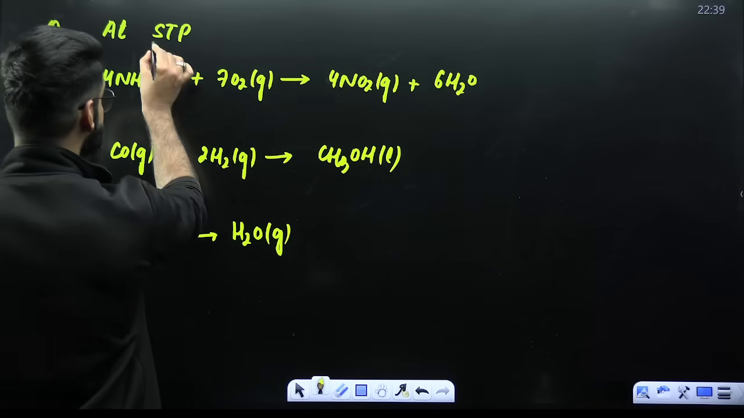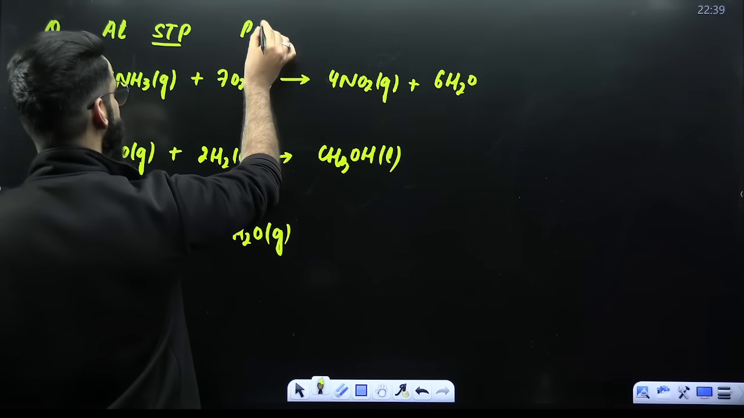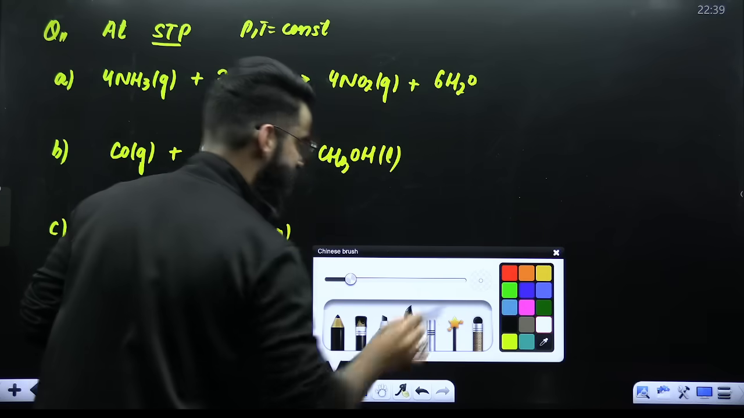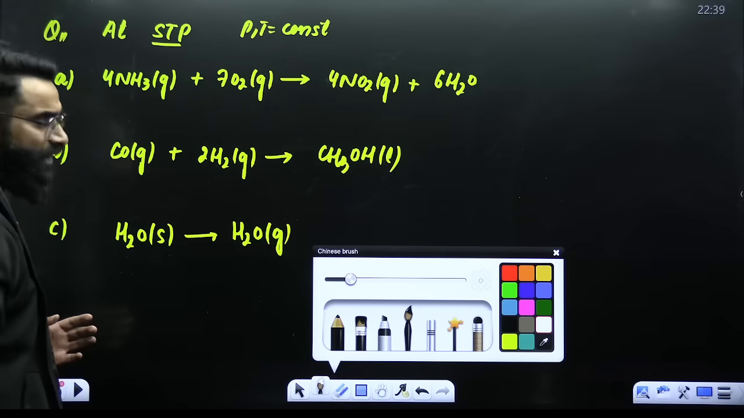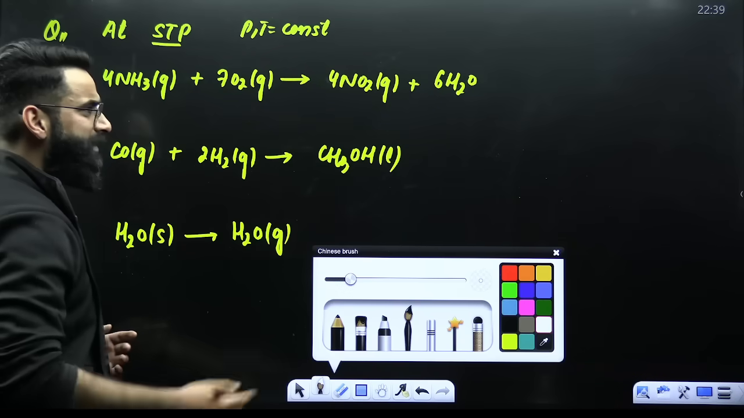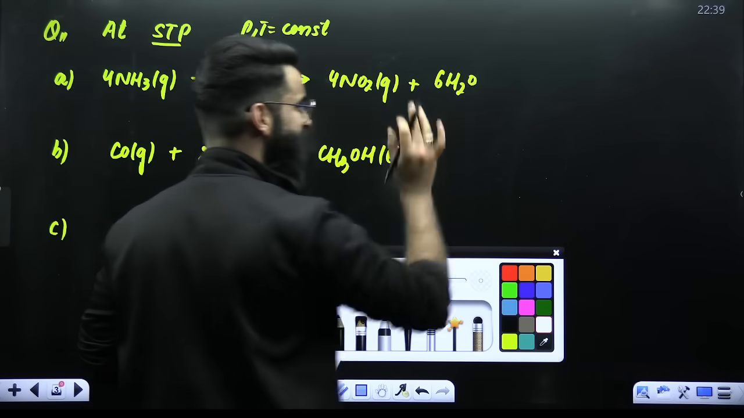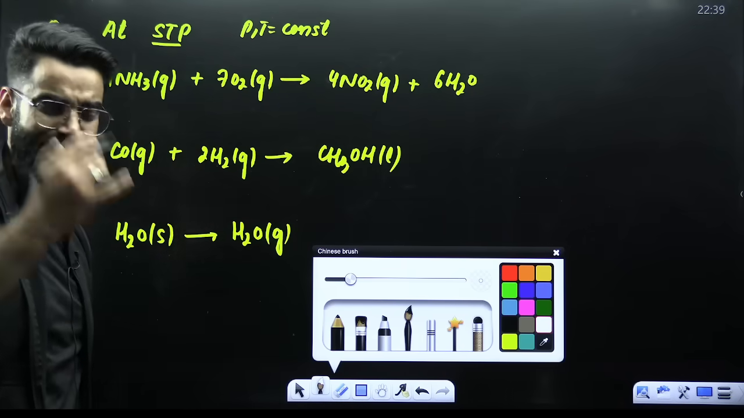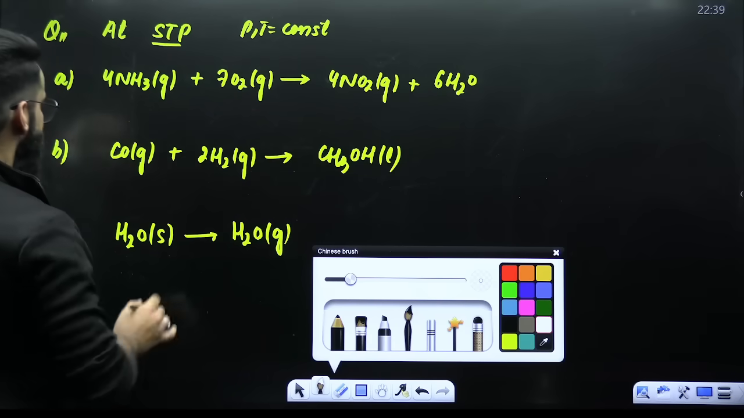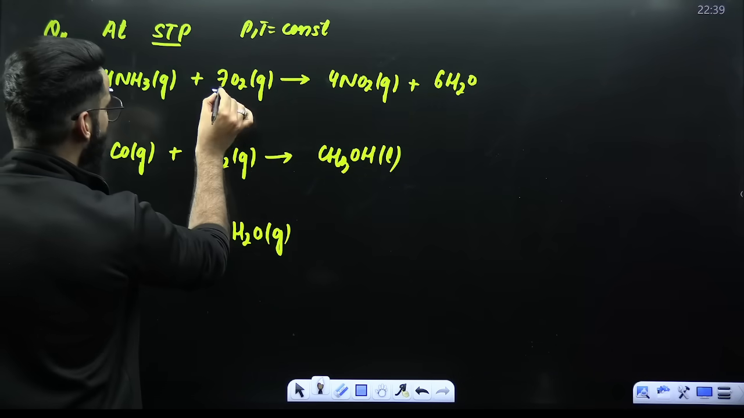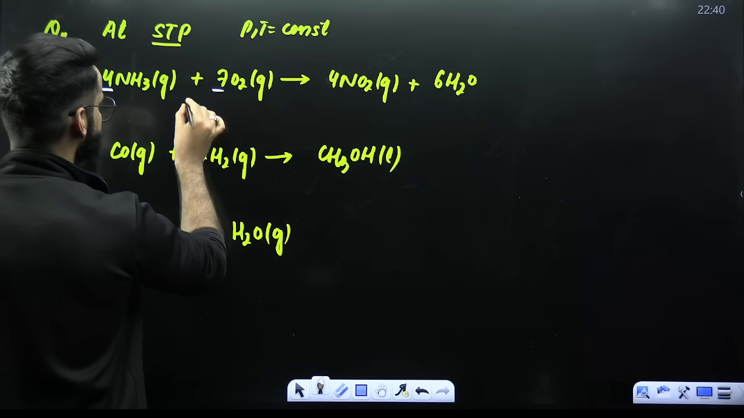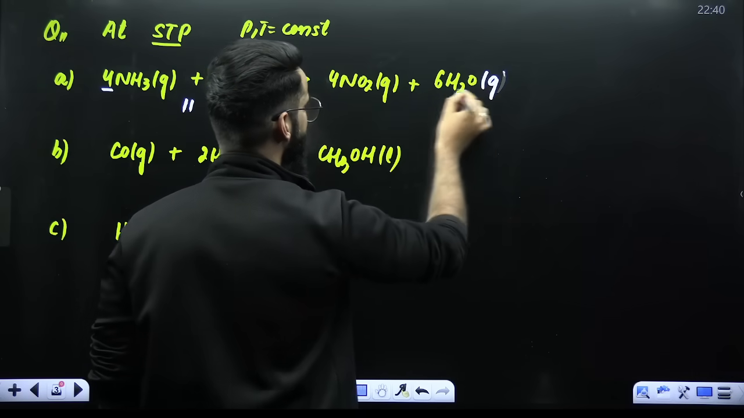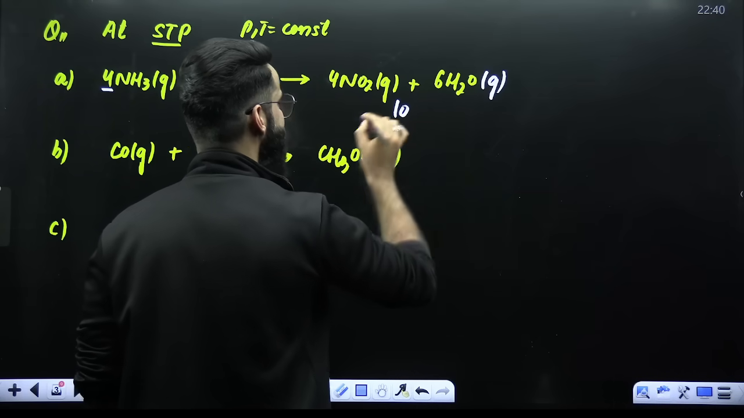My dear students, the question is at STP, that means pressure temperature is kept constant. Now, first of all, if you look at the first question, you have to check during this process, what is the sign of W? Whether work done is positive or negative in these processes. So let's get to know one by one. First of all, on reactant side, how many gaseous moles we have? 7 plus 4, 11. On product side, we have 6 plus 4, 10 gaseous moles.